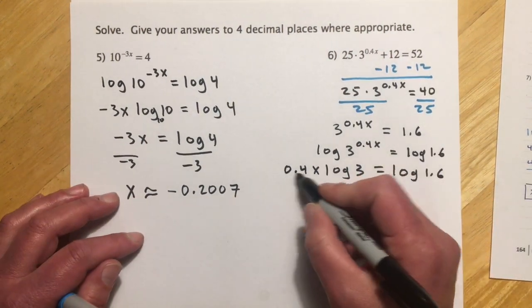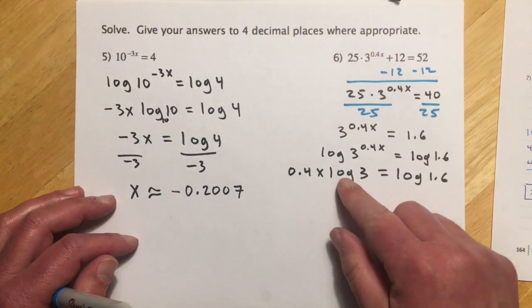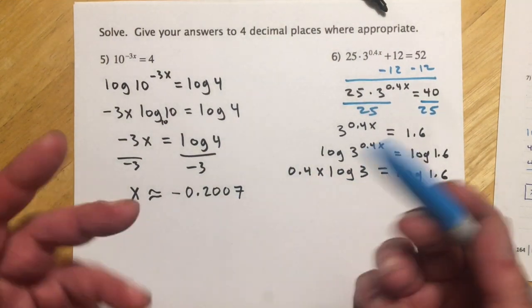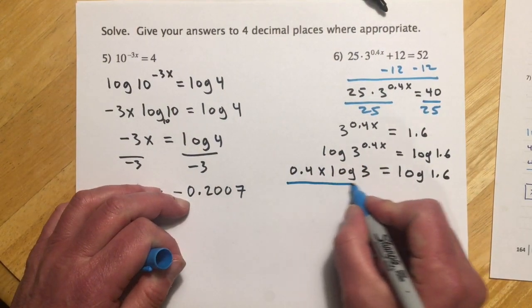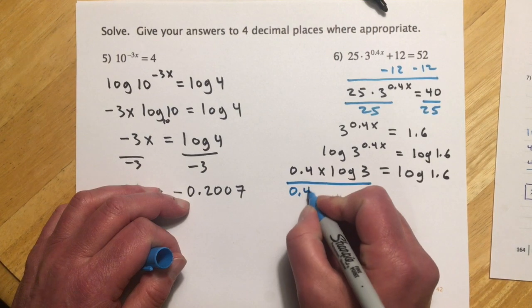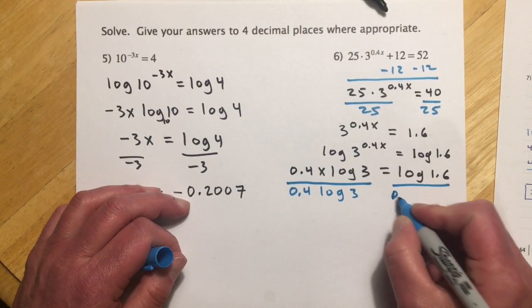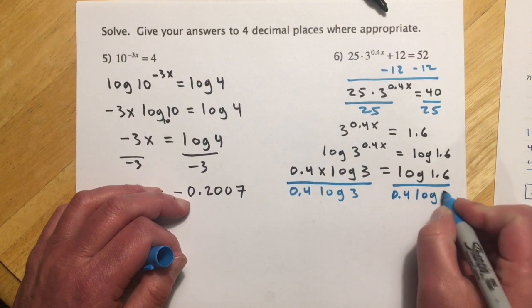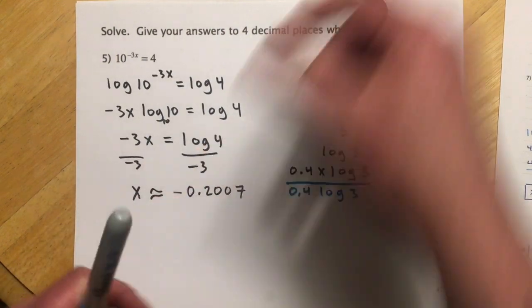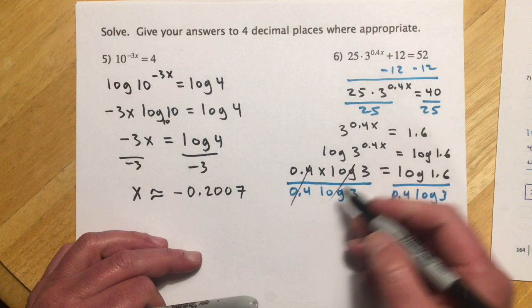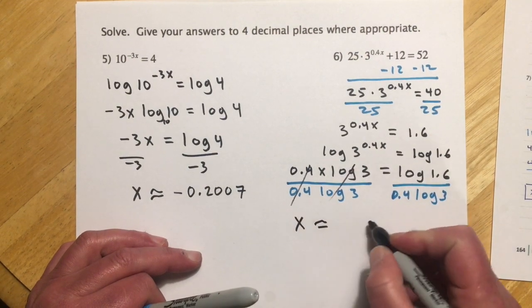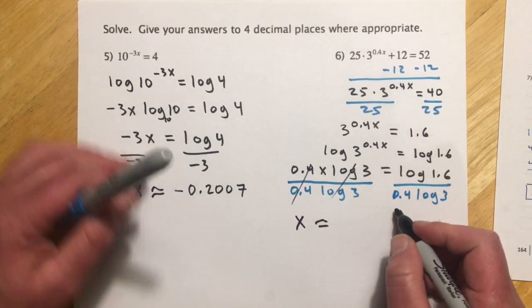And then I'm going to divide by everything but the x, because log 3 is just a number and that 0.4 is just a number. And that's going to get x by itself. And then that cancels, so I have x equals, and then this into a calculator.